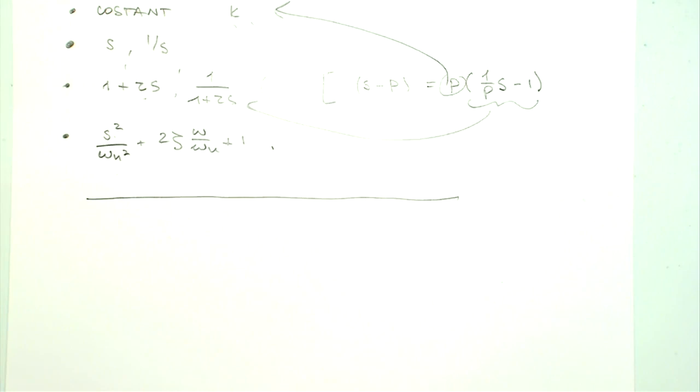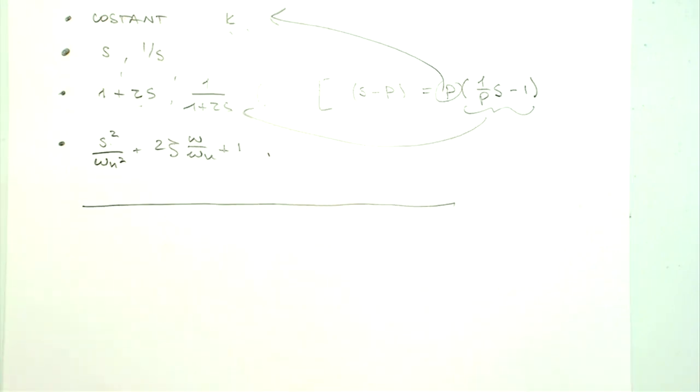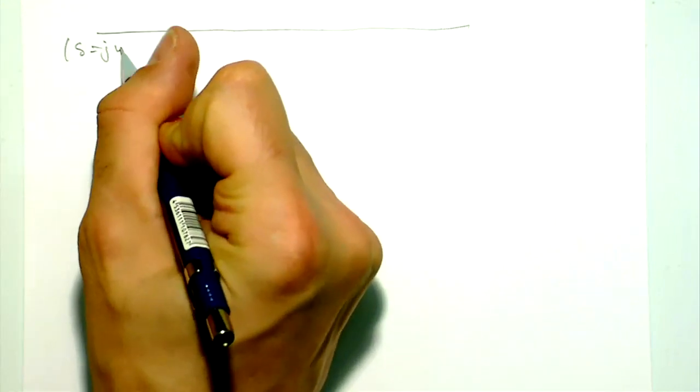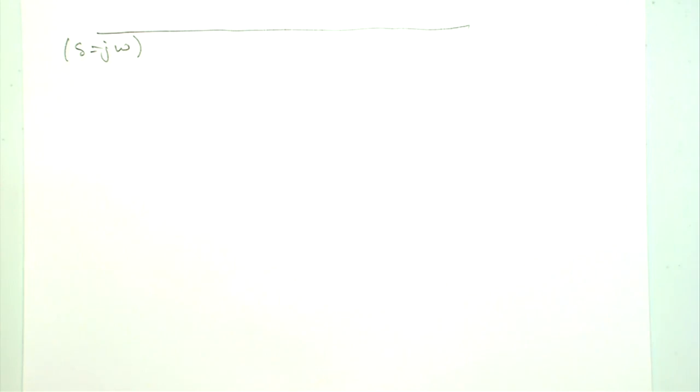Okay, so what's the objective now? We want to look at each one of these terms and understand, as a function of their parameters, what is the magnitude, what is the phase. So just one other step back. Each one of these things, of course, imagine s always to be j omega. Okay, it's a complex number. So we're dealing with complex numbers.